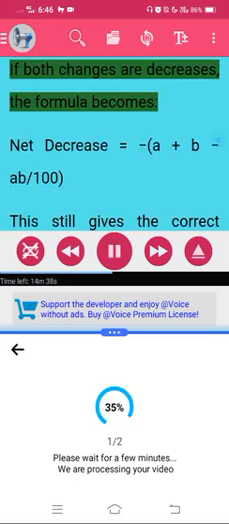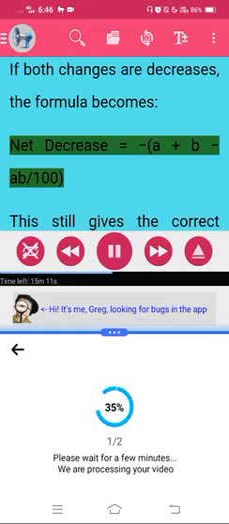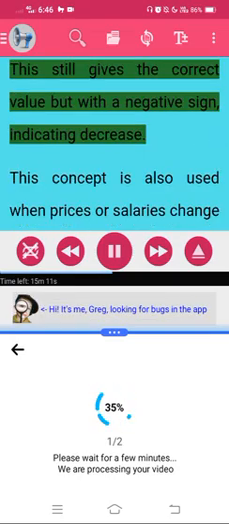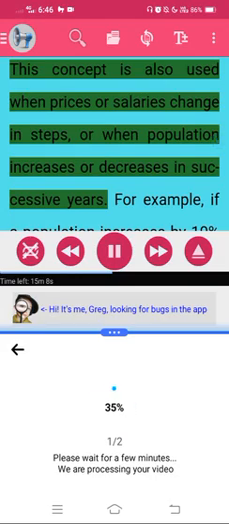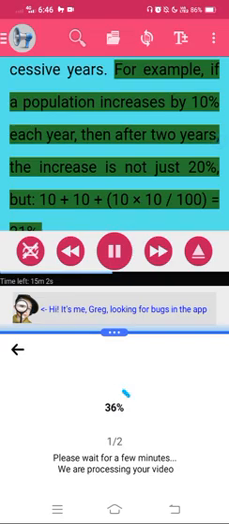If both changes are decreases, the formula becomes net decrease equals minus a plus b minus ab/100. This still gives the correct value but with a negative sign, indicating decrease. This concept is also used when prices or salaries change in steps, or when population increases or decreases in successive years. For example, if a population increases by 10% each year, then after 2 years, the increase is not just 20%, but 10 plus 10 plus 10 times 10/100 equals 21%.